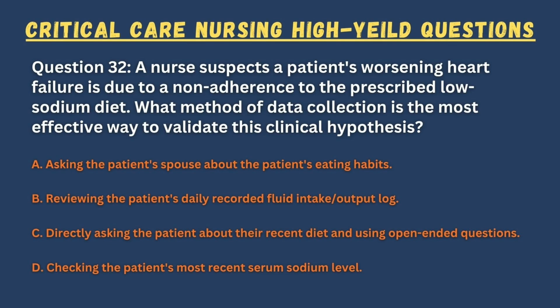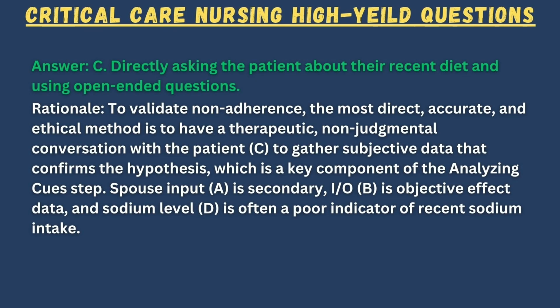Question 32. A nurse suspects a patient's worsening heart failure is due to non-adherence to the prescribed low-sodium diet. What method of data collection is the most effective way to validate this clinical hypothesis? A. Asking the patient's spouse about the patient's eating habits. B. Reviewing the patient's daily recorded fluid intake or output log. C. Directly asking the patient about their recent diet and using open-ended questions. D. Checking the patient's most recent serum sodium level. Answer: C. Directly asking the patient about their recent diet and using open-ended questions.